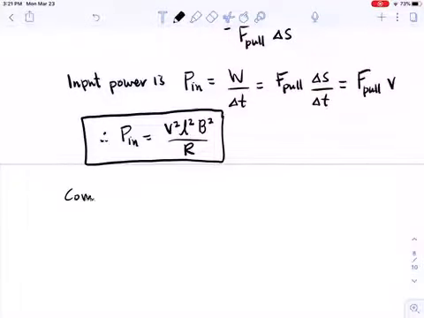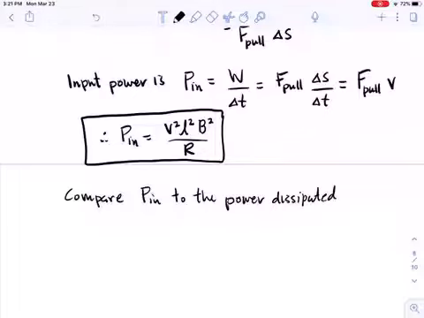So let's compare P in to the power dissipated by our resistor R. What the resistor might actually represent is some kind of device that we're trying to operate with this current. And so we're using the energy of the current to run some kind of device. And so we want to know how much power this device dissipates.